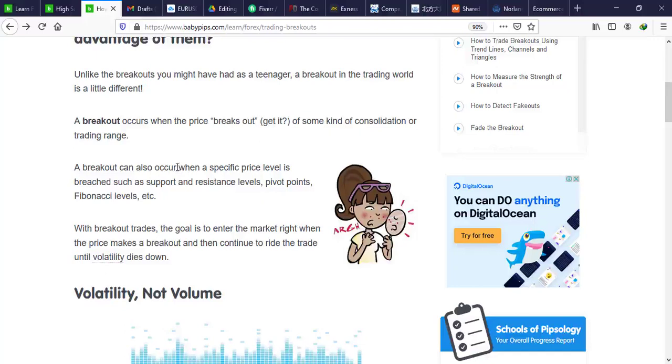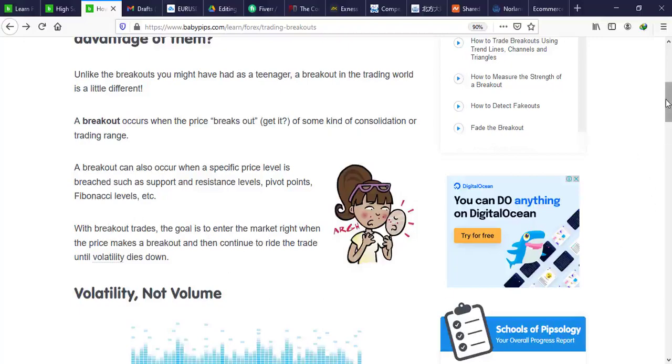Okay, so when price is ranging in a particular area and it's not making a move, the time in which the price moves from that particular area, that's when the breakout occurs. So that is a breakout. It can also occur when a specific price is breached, such as a support and resistance level, pivot point, Fibonacci levels, and all that.